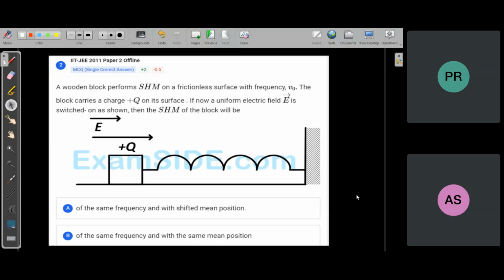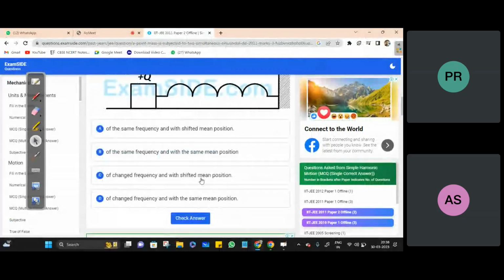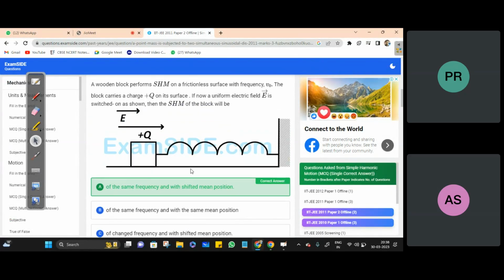I hope you got the answer. It will be the same frequency. I think the mean position will just be shifted, with the same frequency. You are saying option A, right? What about option B? That should be the correct one. Understood.